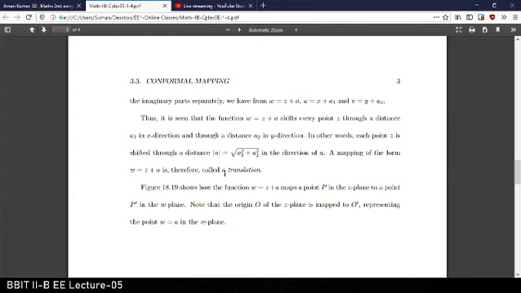This type of transformation or mapping is called a translation, because here every point will be translated through a distance modulus a in the same direction.